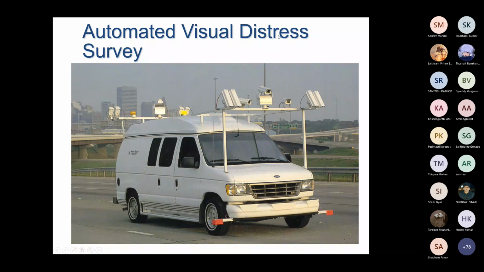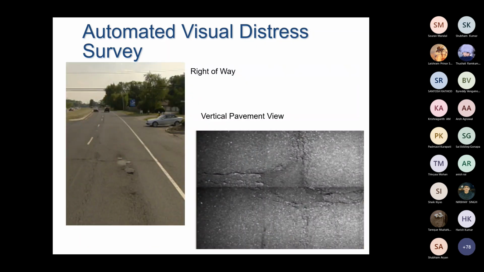visual distress survey. You can see a lot of cameras are there, so it will just record with the cameras at some angle or height, then you can process it and get the distresses. Okay, this automatic visual distress survey, say, a vertical pavement view. You can process this image and get the area of patching. You can get the area and length of crack, width of crack, and depth. It's somewhat tedious, but with 2 or 3 cameras you can get the depth of the crack also.